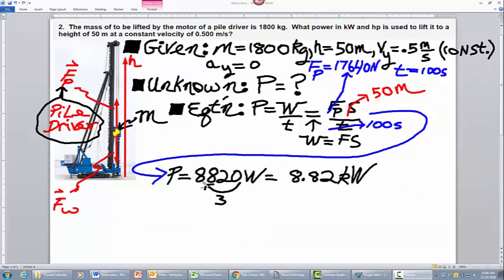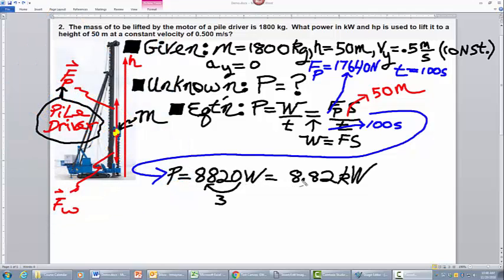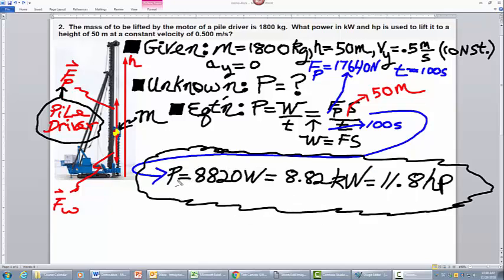To find the power in kilowatts, since kilo means 1,000, we simply move the decimal place 3 places to the left. So the power is 8820 watts, or 8.82 kilowatts. To find the power in horsepower, we note that 1 horsepower is 746 watts to 3 significant figures. So this is simply a unit conversion. We multiply 8820 watts times 1 horsepower over 746 watts, and we get 11.8 horsepower. In summary, the power required by the pile driver's motor is 8820 watts, or 8.82 kilowatts, or 11.8 horsepower. And they lived happily ever after.